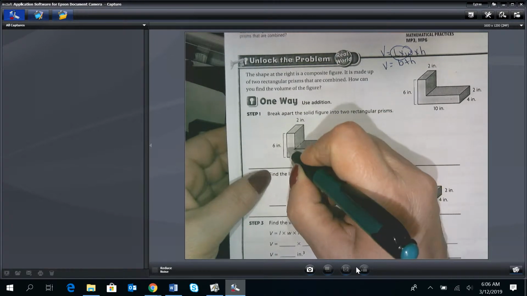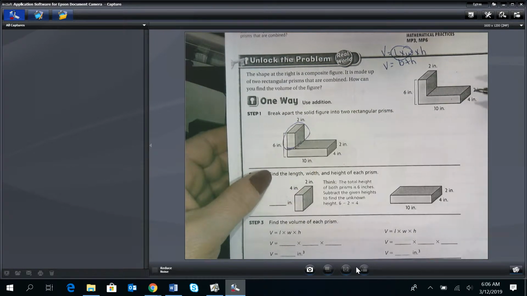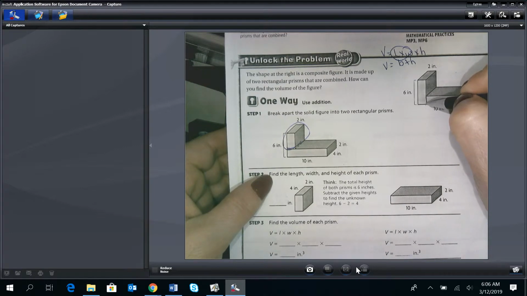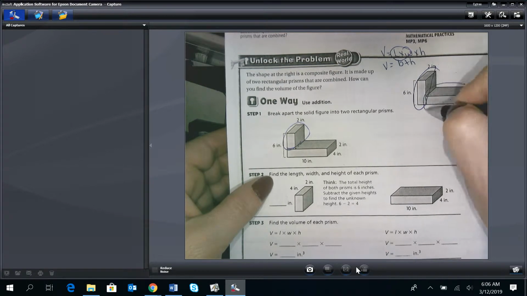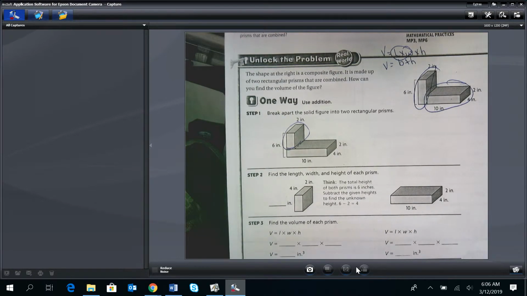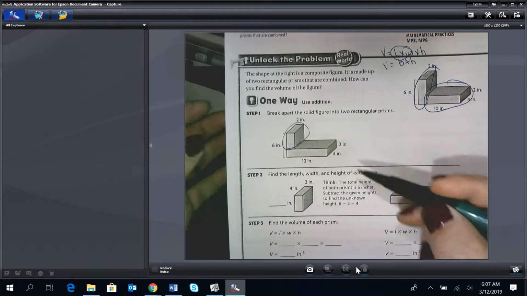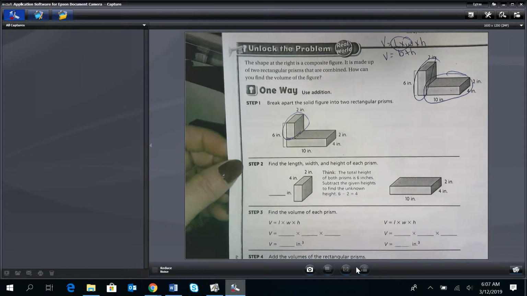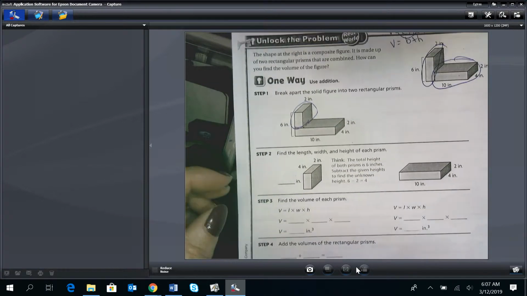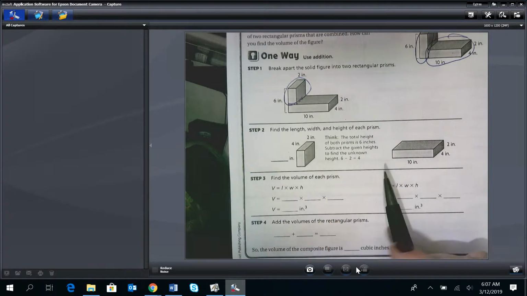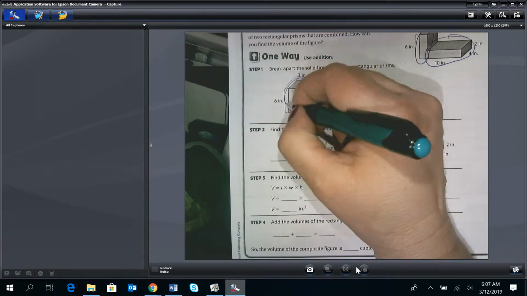They have decided to break the figure apart like this. You could have broken the figure apart like this and done this part and then this part. It doesn't matter how you break it apart. It's just looking at what dimensions go with what parts. So we'll go with what this one says, and it said find the length and the width of this prism. So first we're going to find this.